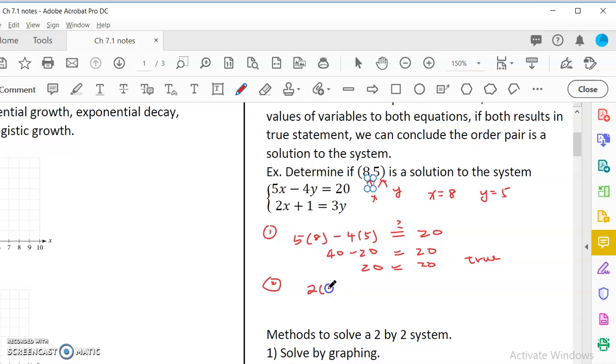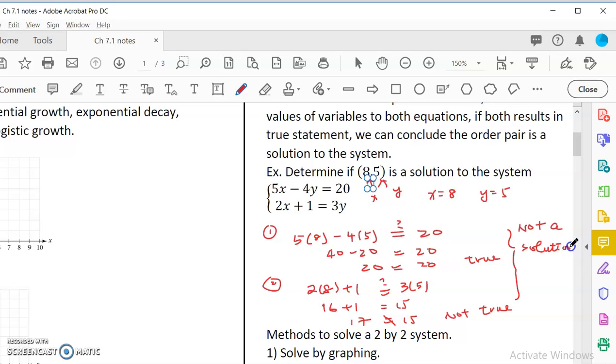So let's check equation 2. Plug in: 2 times 8 plus 1, is it equal to 3 times 5? 2 times 8 is 16. 16 plus 1, is it equal to 15? No. If it were minus 1, it might, right? So 17 is not equal to 15, so it's not true. Although 8 and 5 works for the first equation, it is not a solution for the system. It has to satisfy both. So we say this is not the solution for the system.